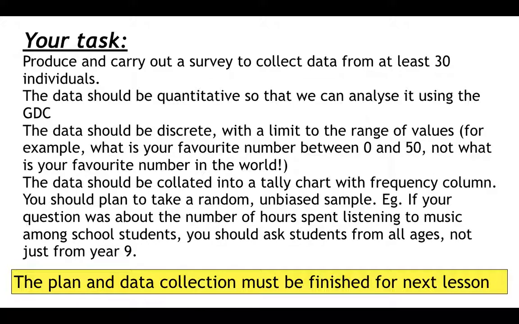You should plan to take a random and unbiased sample. Now, your actual sample may not be random and unbiased, but I want to see in your plan how it would be. So if you're thinking about asking school students how many hours they spent listening to music, for example, you need to be asking students of all ages, not just from year 9. You could limit yourself by saying, how many hours do primary school students spend listening to music, or secondary school students? And that would limit the number of classes that you need to ask.